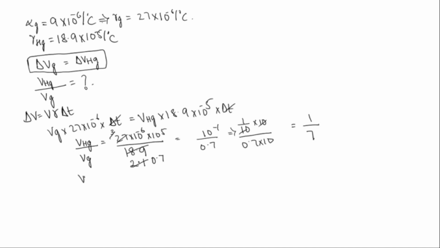So the fraction of volume of glass that must be filled with mercury is 1 by 7. One by seventh of the glass should be filled with mercury so that the empty space will remain constant at all temperatures. So the option is B.